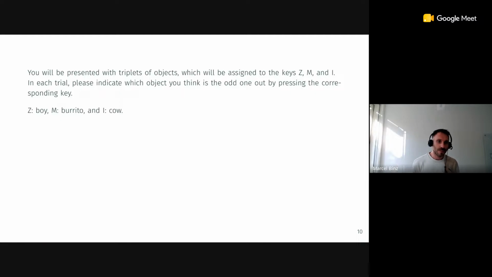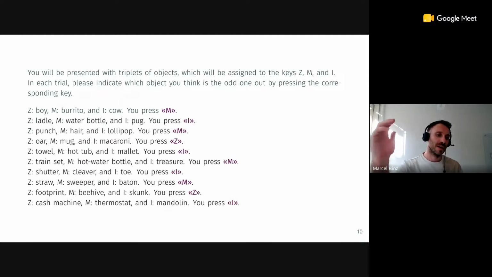Then they see a triplet of objects, a boy, a burrito, and a cow. They get asked to choose one of these. In this case, the participant thought the burrito was the odd one out. And then that continues for many different tries until the end of the session is reached.